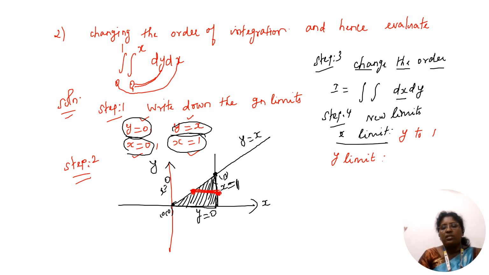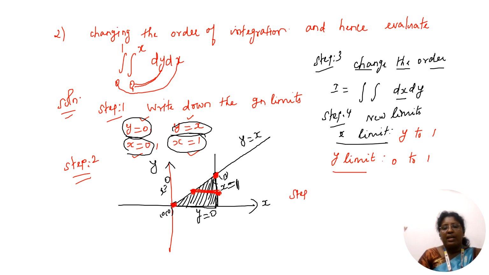Now we'll find the y limit. How to find the y limit? Take the minimum point and the maximum point. This is the minimum point, and this will be the maximum point. At this point, the value of y is 0. And this is the maximum point; at this point, the value of y is 1. So y goes from 0 to 1. Now the x limit is y to 1, and the y limit is 0 to 1. Now by using the limits, we can evaluate the integral.